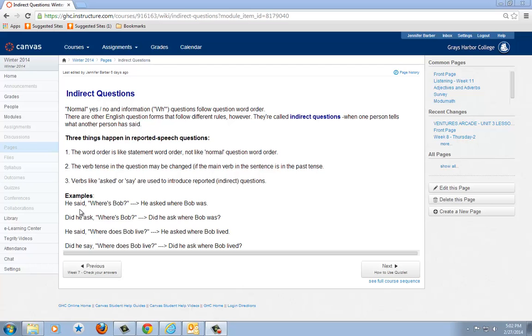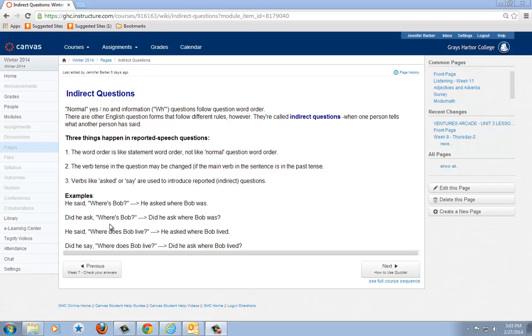So for example, this is a direct question. Where's Bob? And we can say, he asked where Bob was. So this is the indirect question. You're telling us he asked, and you're telling us what he asked, but you're not putting exactly the question. You're just giving the information of what he asked. So he asked where Bob was.